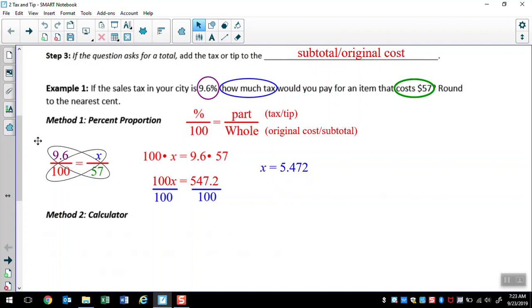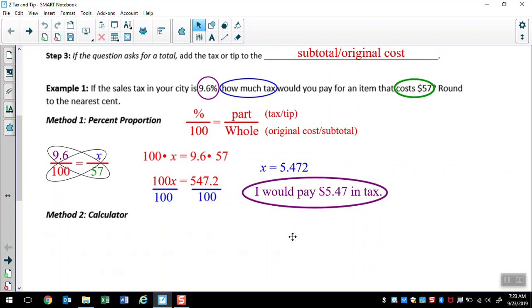All right, remember, we are looking for the amount of tax in this case, which is a dollar amount. So we have to put a dollar sign in front of it, and money only has 2 decimal places, so I have to round to the second decimal place. That 2 makes our 7 stay the same. So I would pay $5.47 in tax. And then circle our answer. In this case, they were just asking for how much tax we would pay.